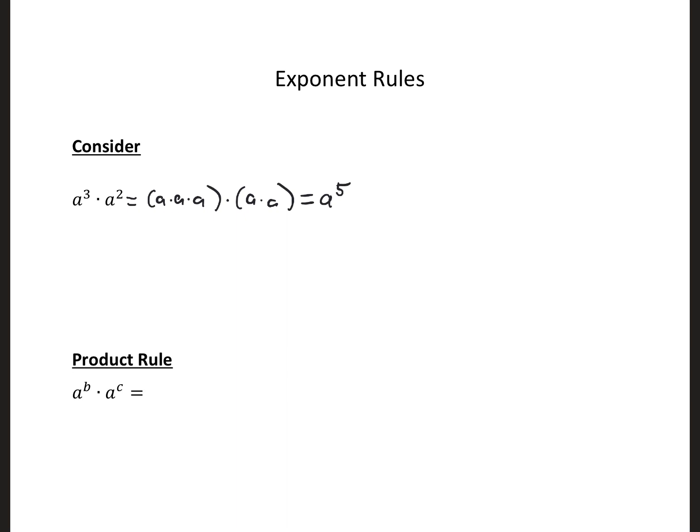This shows us what we would call the product rule. Assuming you have the same base, in this case a to the b times a to the c will result in a to the b plus c. So now if we want to evaluate a cubed times a squared, we could simply evaluate that as a to the 3 plus 2, which is a to the fifth power.